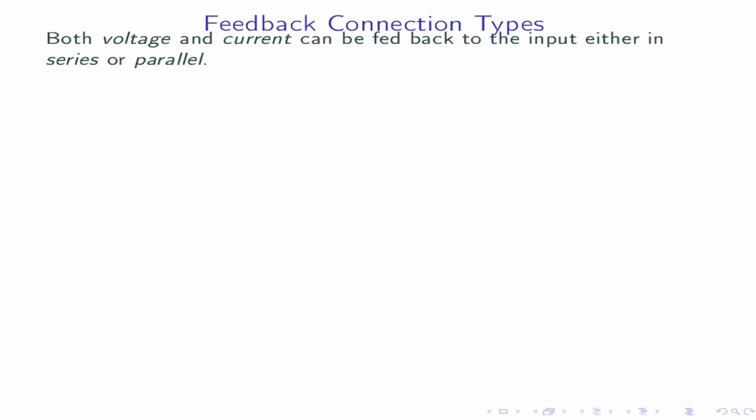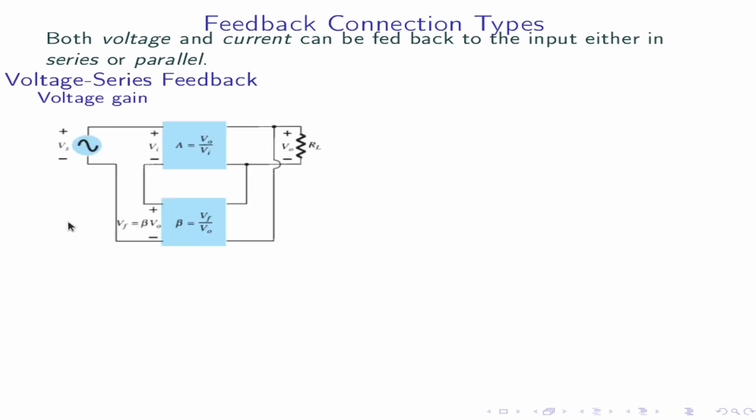Feedback connection types. Both voltage and current can be fed back to the input either in series or parallel. Thus, we can have 4 connection types: voltage in series, voltage in parallel, current in series, and current in parallel. Voltage series feedback. Let us calculate voltage gain. This is a block diagram of voltage series feedback.